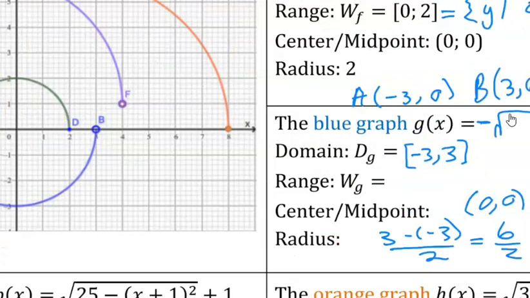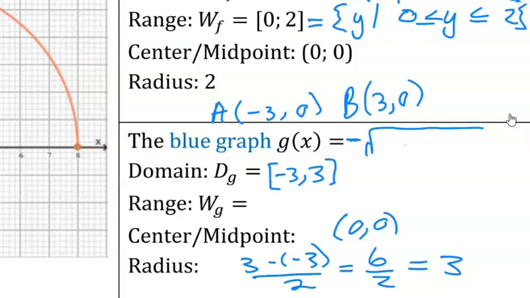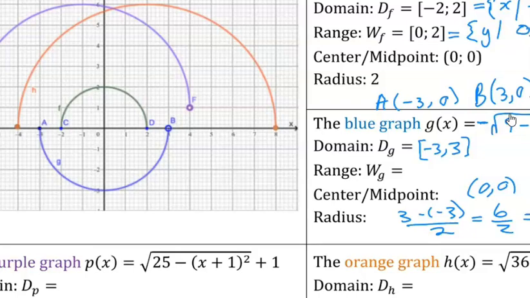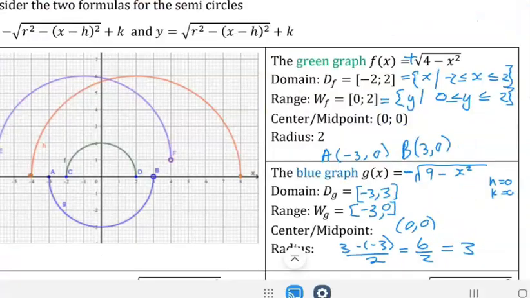And our equation will be the square root of 3 squared, which is 9, minus x squared, because it did not shift. It's a standard one. My h is equal to 0, my k is equal to 0. There was no shift involved. And the range, if I look back at the graph, the lowest value here is minus 3 and the highest value is 0.